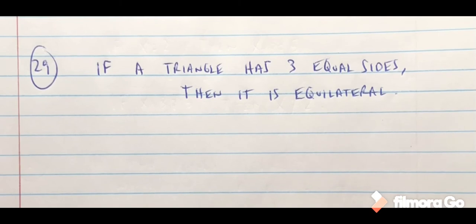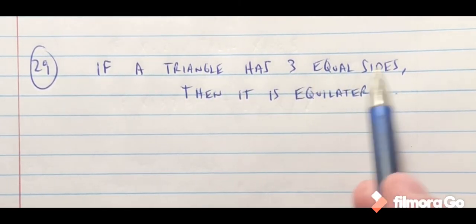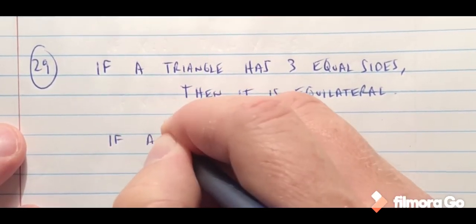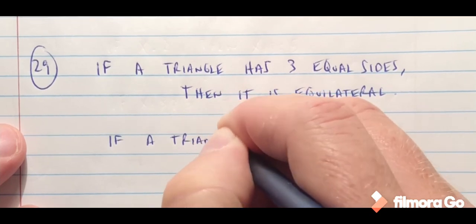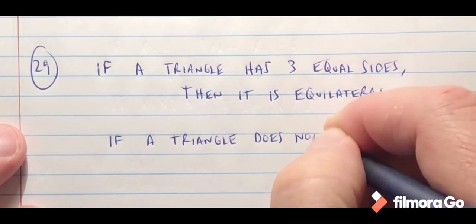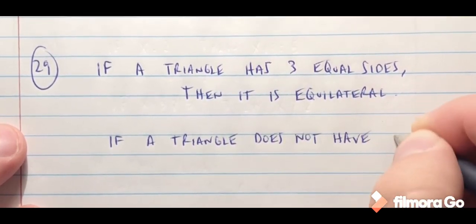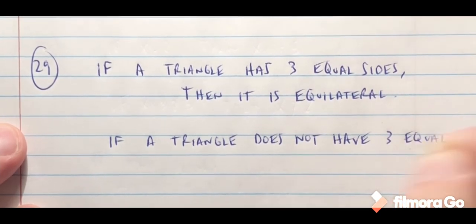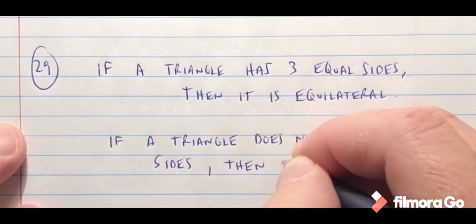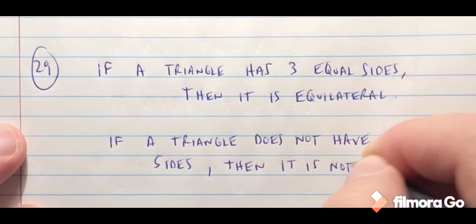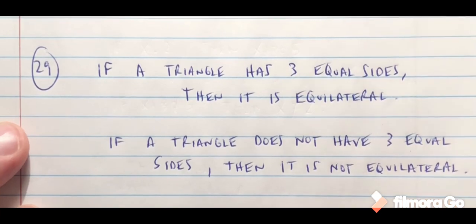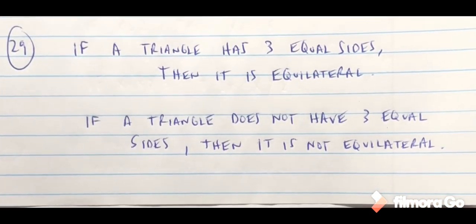Okay, for 29, they want us to write the inverse statement of if a triangle has 3 equal sides, then it is equilateral. So we would say if a triangle does not have 3 equal sides, then it is not equilateral. And that would be the inverse.